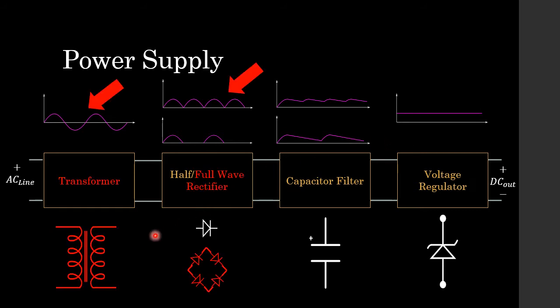In today's lecture, students, we're going to be using a normal transformer and we're going to be using the full wave bridge rectifier, which is composed of four diodes.